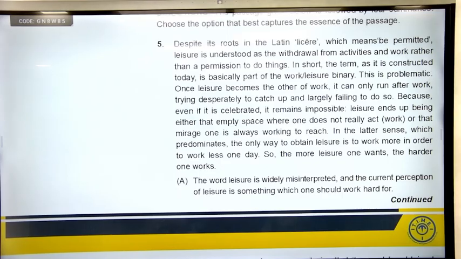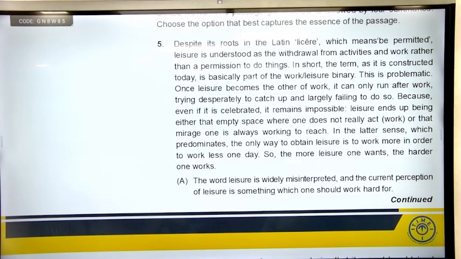This is problematic. Once leisure becomes the other of work, it can only run after work, trying desperately to catch up and largely failing to do so. It means for leisure we are working hard. And even if it is celebrated, it remains impossible. Leisure ends up being either that empty space where one does not really act or work, or that mirage I was just talking about. One is always working to reach it. I have to reach leisure and I'm working. And then, in the latter sense, which predominates, the only way to obtain leisure is to work more in order to work less one day.